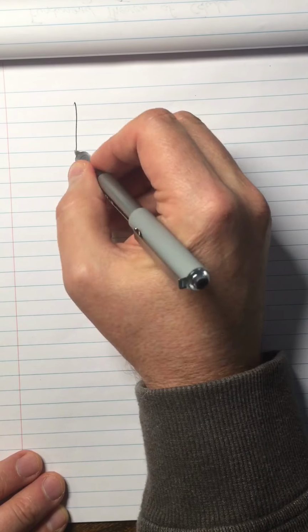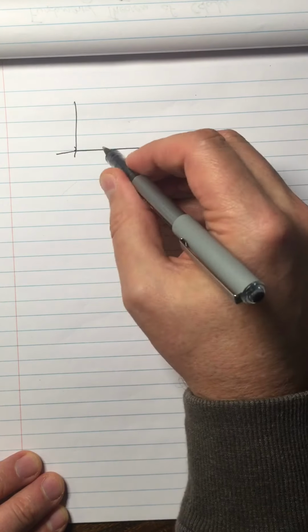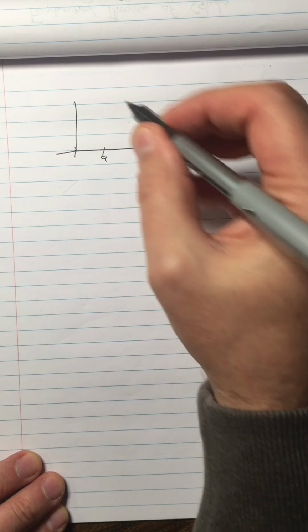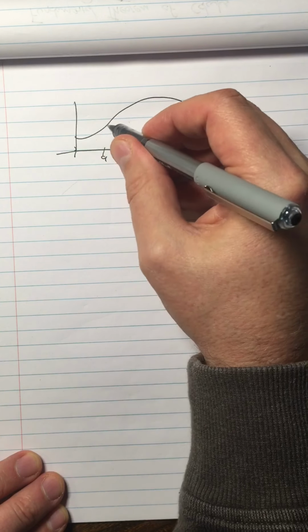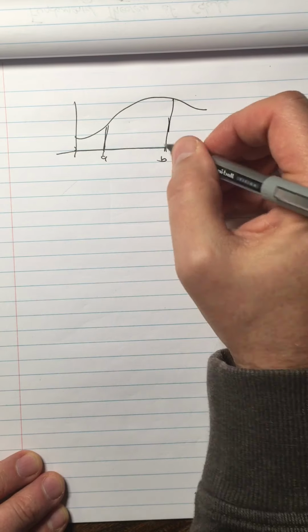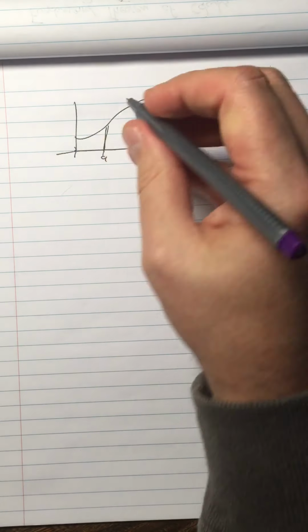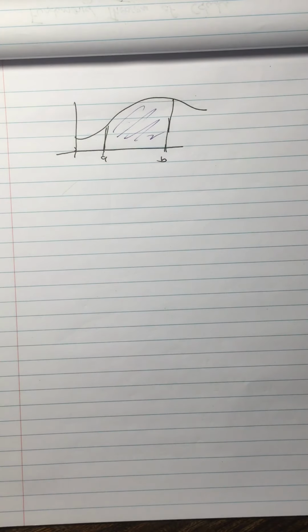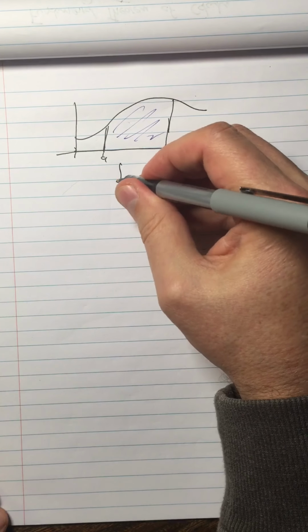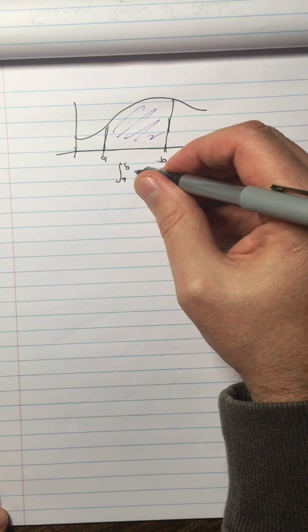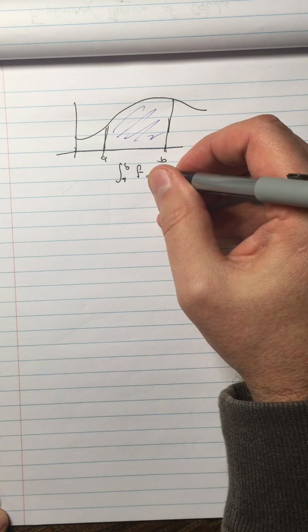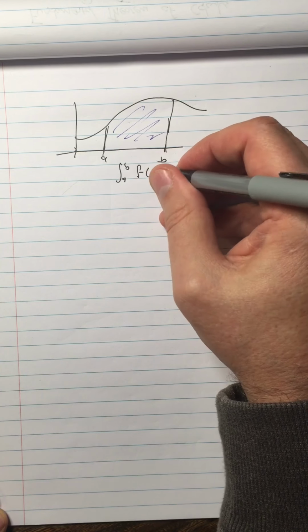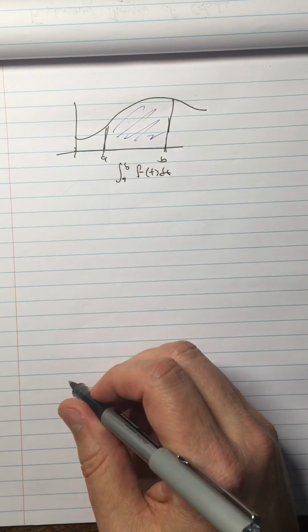All right, so here's the next thing. Now let's look at the integral from a to b, or the area from a to b under a curve. Here's an area that we're interested in, and that integral is the integral from a to b of f of x dx. I'm going to go with t here: f of t dt.